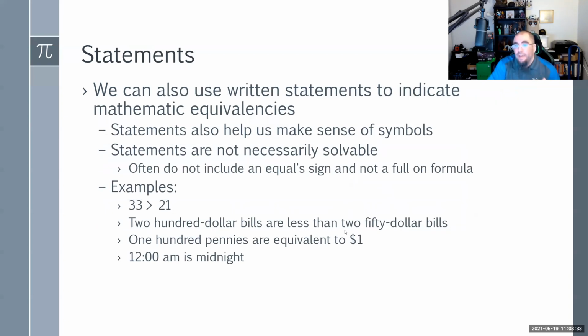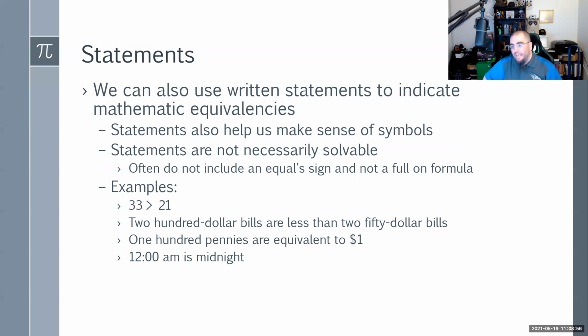We can also write them out in statements, right? Statements help us make sense of the symbols, and statements are how we read something. So in the case of the bottom here, we have 33, open alligator 21. That is literally saying 33 is greater than 21. It helps us make sense of it.